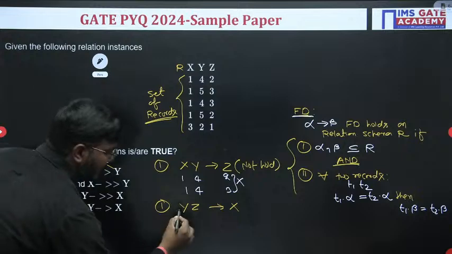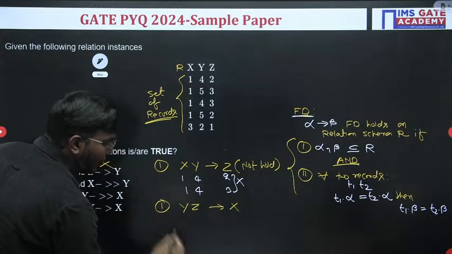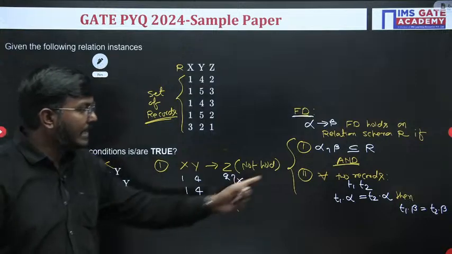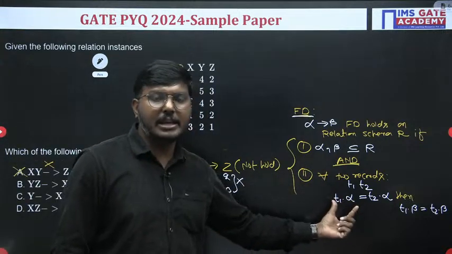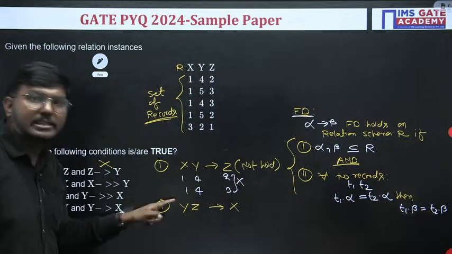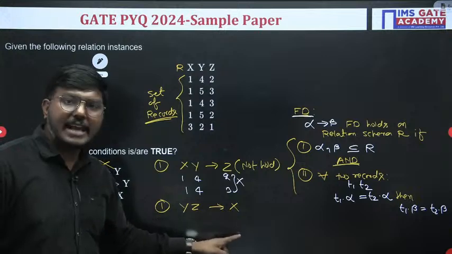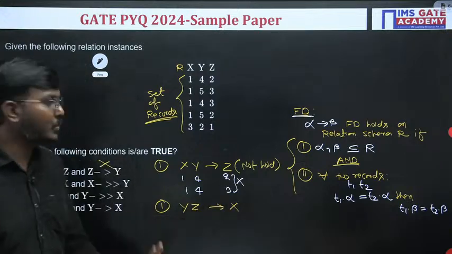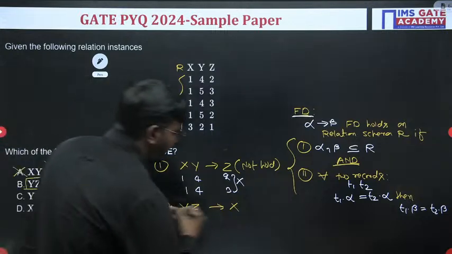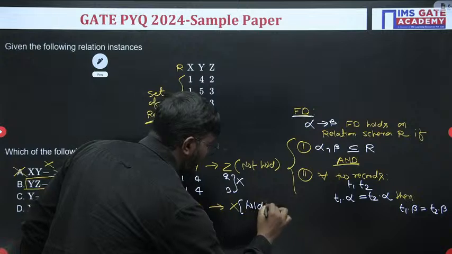It means if the yz value is not the same, then the x value may be the same or may not be the same. The only constraint is, if alpha, the LHS, is the same, then beta must be the same. Understood? Here alpha is unique, so x may be the same or may not be the same. It means this holds on the given instances.